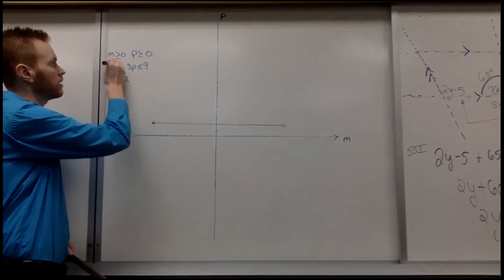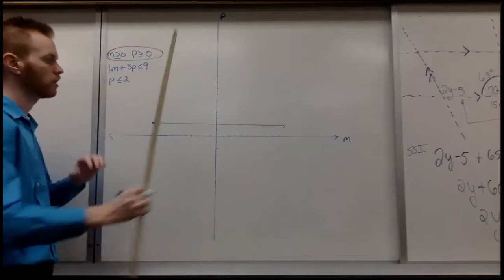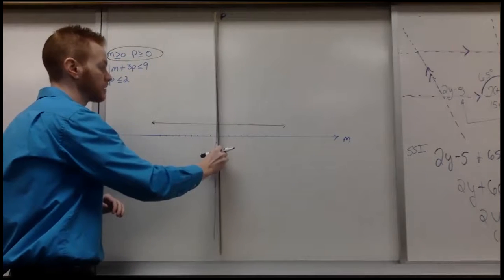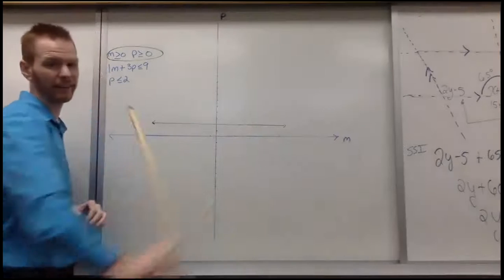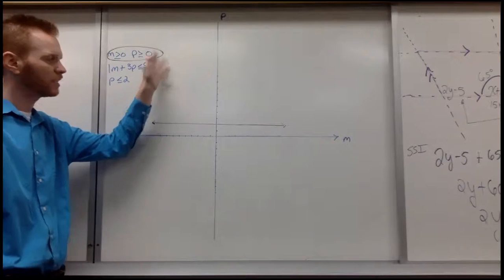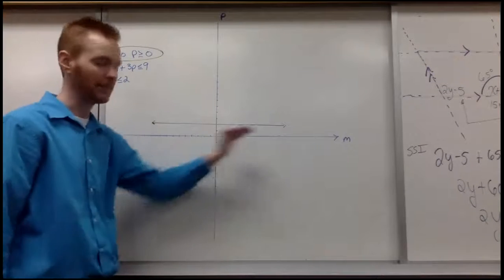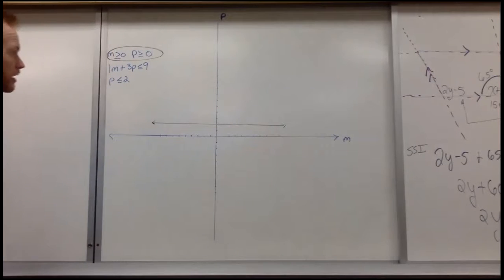Now m is greater than or equal to 0, p is greater than or equal to 0. That is literally the axes of this grid. So technically I have nothing to draw there. That's why I said it's not that important to state, but it doesn't really add anything to the graph because it's technically there already.